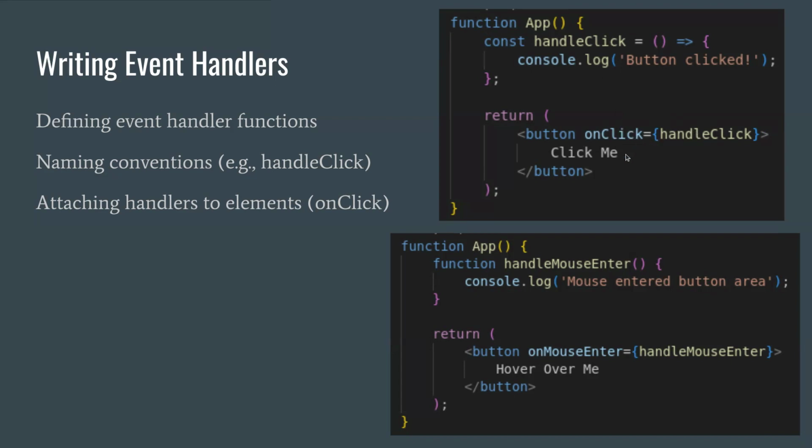Here, so we looked at this onClick. We're going to look at a different event, onMouseEnter. It's the same thing. You would define a handleMouseEnter function within your component and follow the naming convention handle, followed by the event type mouse enter, and this function will then get passed as a prop to the button element, and you will follow the event naming convention onMouseEnter.